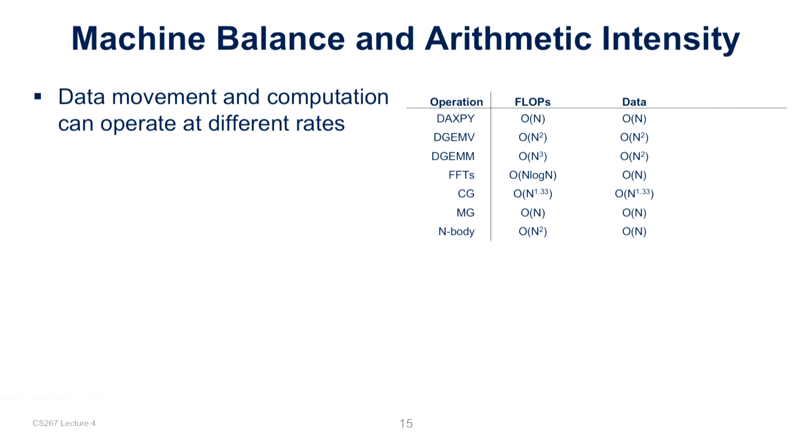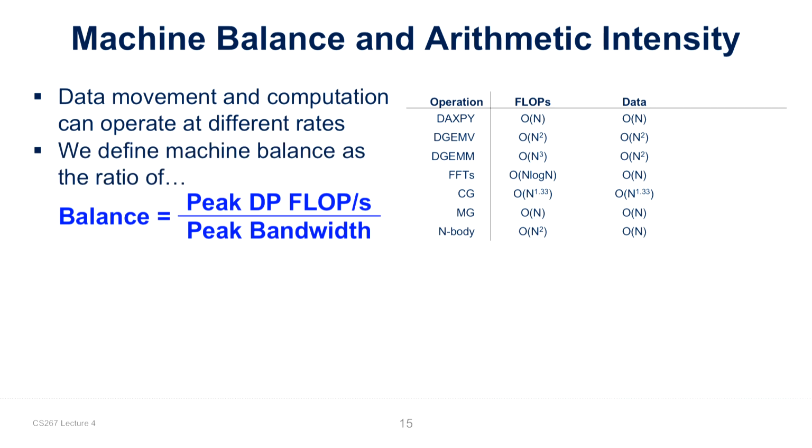So this gets back into the issue of machine balance or arithmetic intensity. The data movement and the computational rates can be quite different on the machines. That's why we use this notion of the peak double precision floating point operations relative to the peak bandwidth as the machine balance, which I talked about a little bit last time.